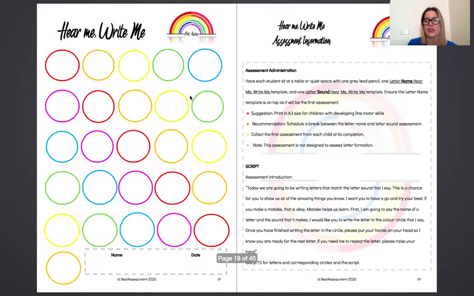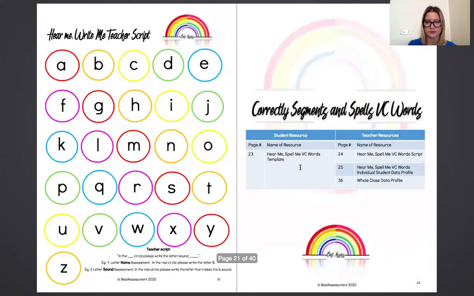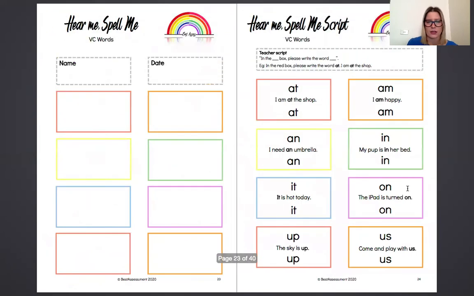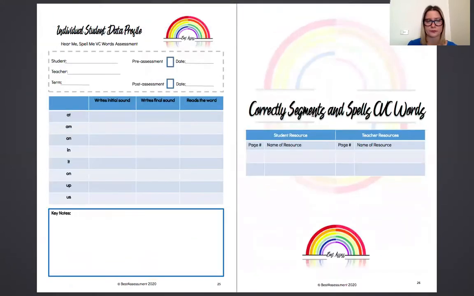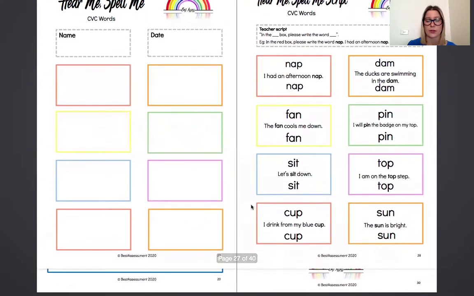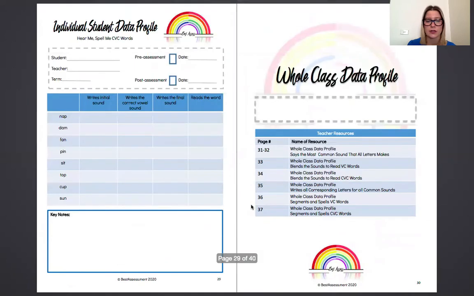This is the page that you give the children. If you have any concerns about children's fine motor skills, I highly suggest printing this off in A3 size, just so the children have a bit more room to be able to write their letters. So this is a spelling test. This is the template that you can give the children. And of course, here is the script that you can read from and the rubric to go with it. So it's for VC and CVC words.